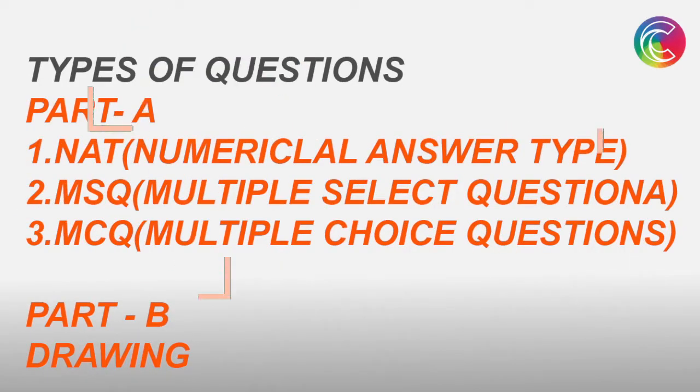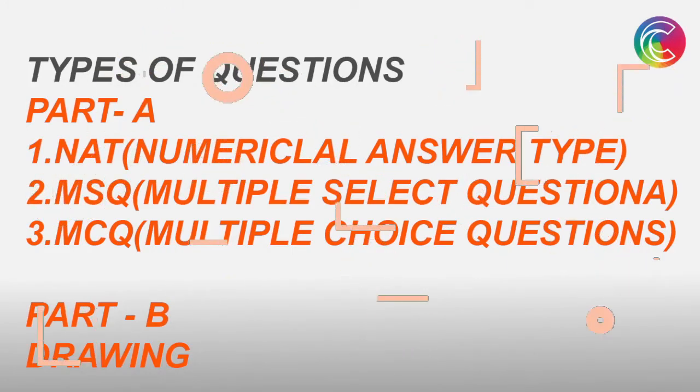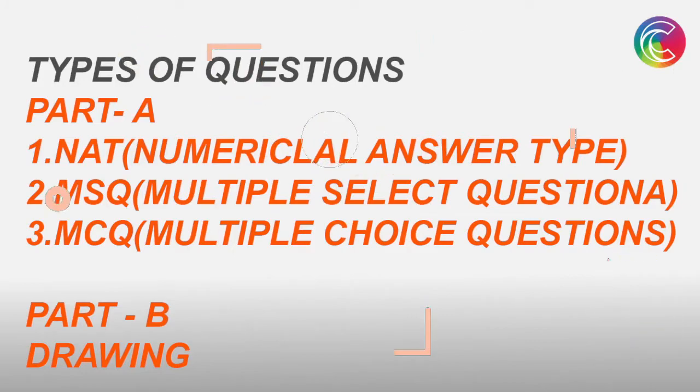Then the question paper will have 2 parts, part A and part B. In part A, the first type is called NAT, that is numerical answer type questions. The second type is called MSQ, multiple select questions. The third type is called MCQ, multiple choice questions, as you know it. And all these contain negative marking.